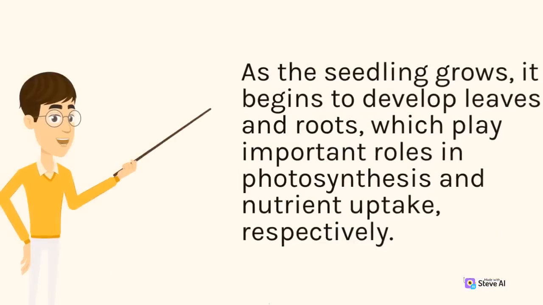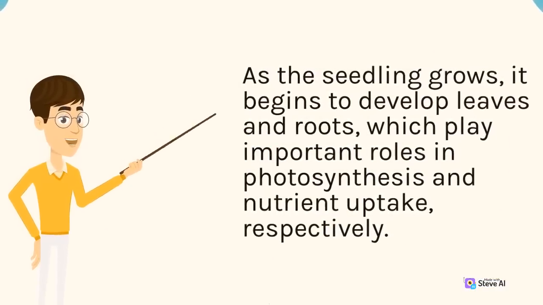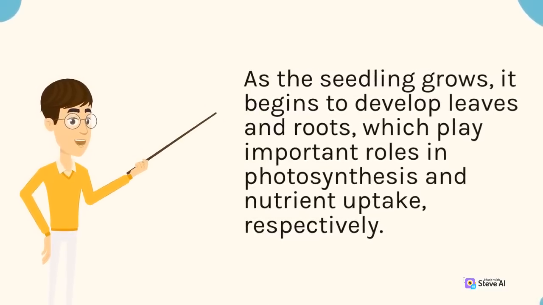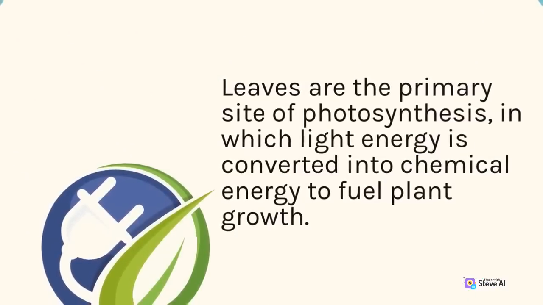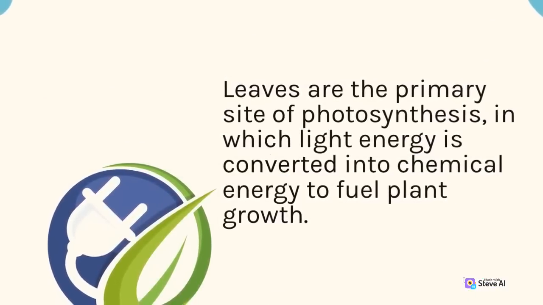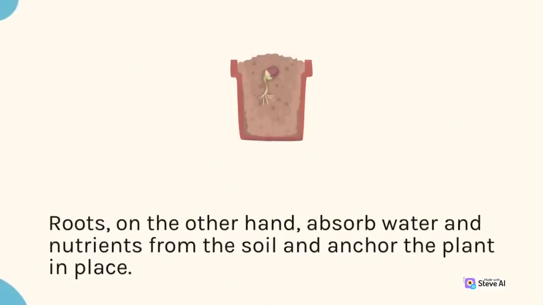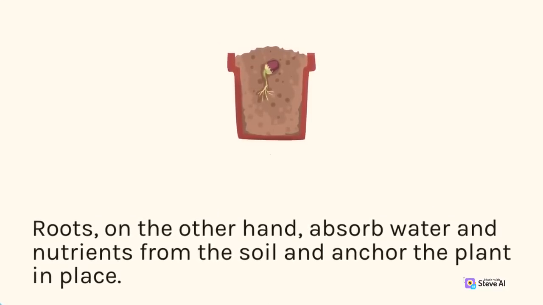As the seedling grows, it begins to develop leaves and roots, which play important roles in photosynthesis and nutrient uptake, respectively. Leaves are the primary site of photosynthesis, in which light energy is converted into chemical energy to fuel plant growth. Roots, on the other hand, absorb water and nutrients from the soil and anchor the plant in place.